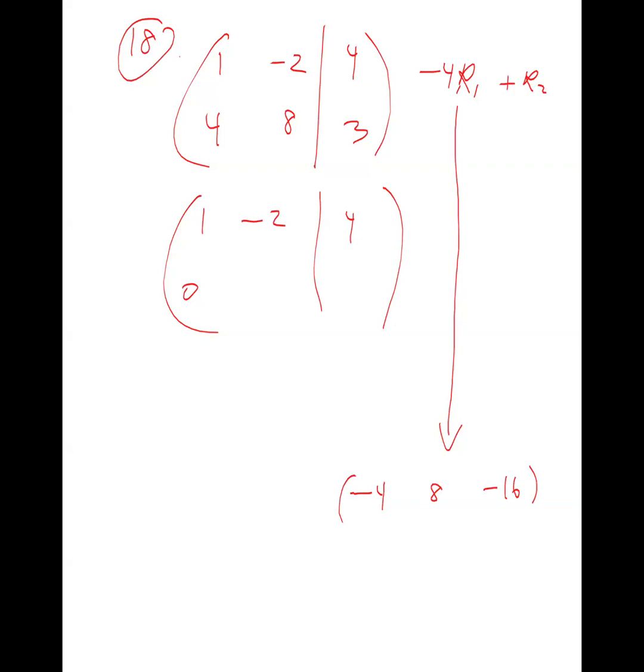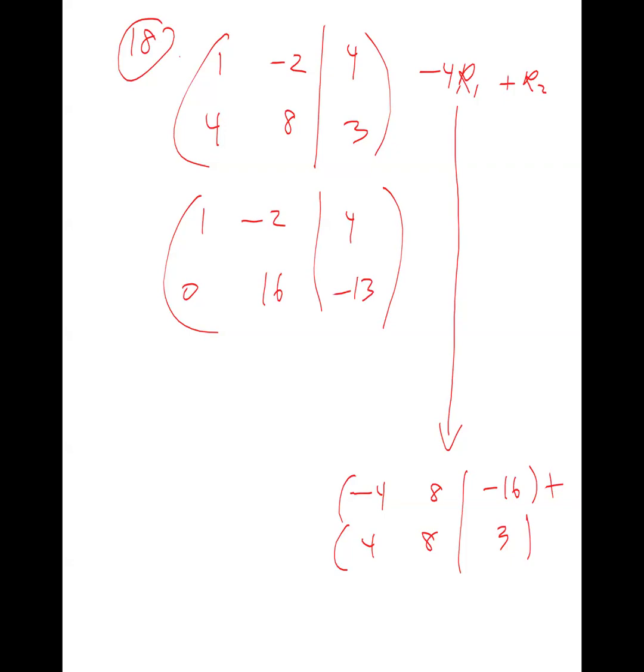Now you're going to add those to row 2, which is 4, 8, and 3, right? So you're going to take negative 4 times row 1, which is this, and add that onto row 2. So what's negative 4 plus 4? 0. And what is 8 plus 8? 16. And then what is negative 16 plus 3? Negative 13. Correct. Sweet. So the answer is 1, negative 2, 4, 0, 16, negative 13.